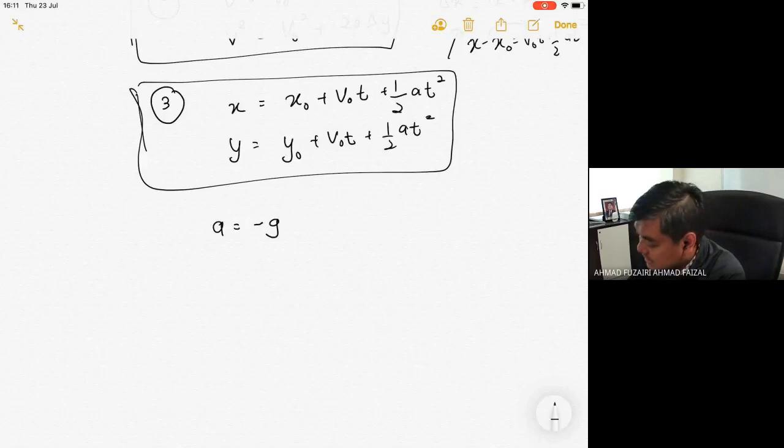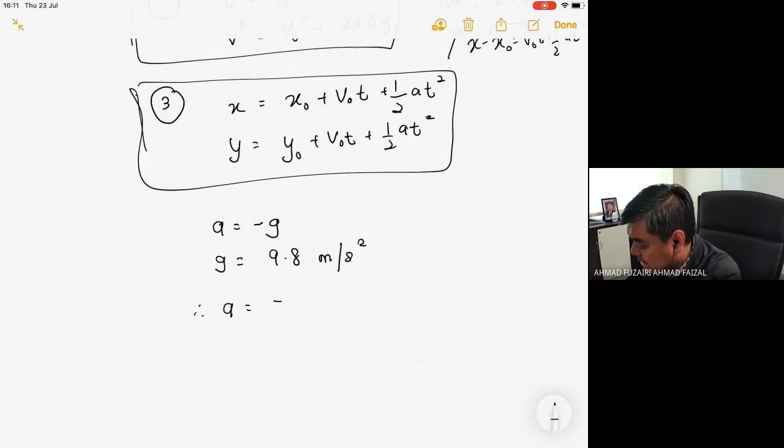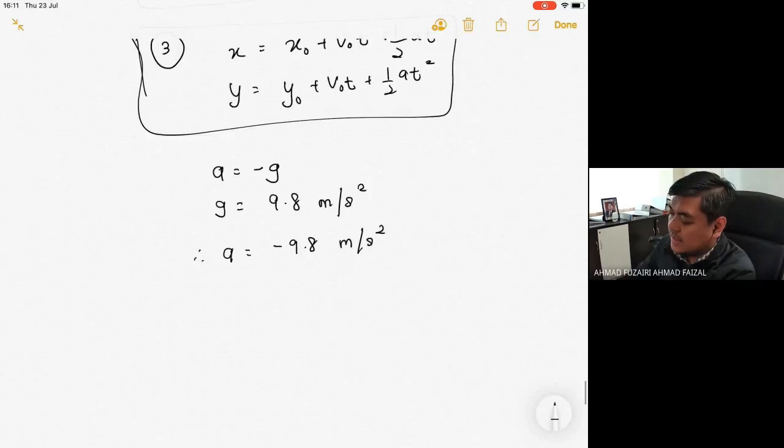Okay, of course the value of G is always 9.8 meter per second square. G nilai dia ialah 9.8 meter per second square. So therefore, A is equivalent to negative 9.8 meter per second square, regardless of whether the object is going upward or going downward.